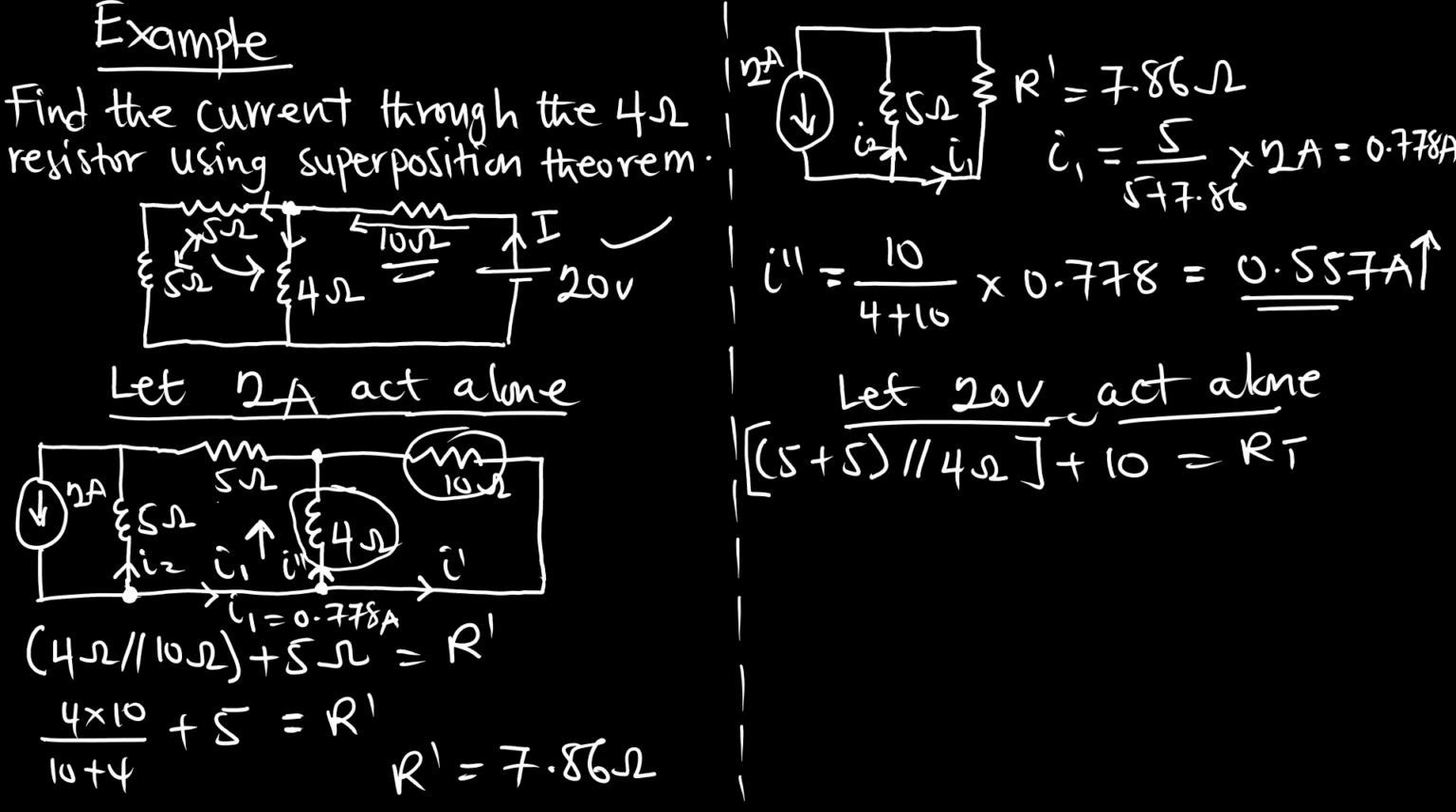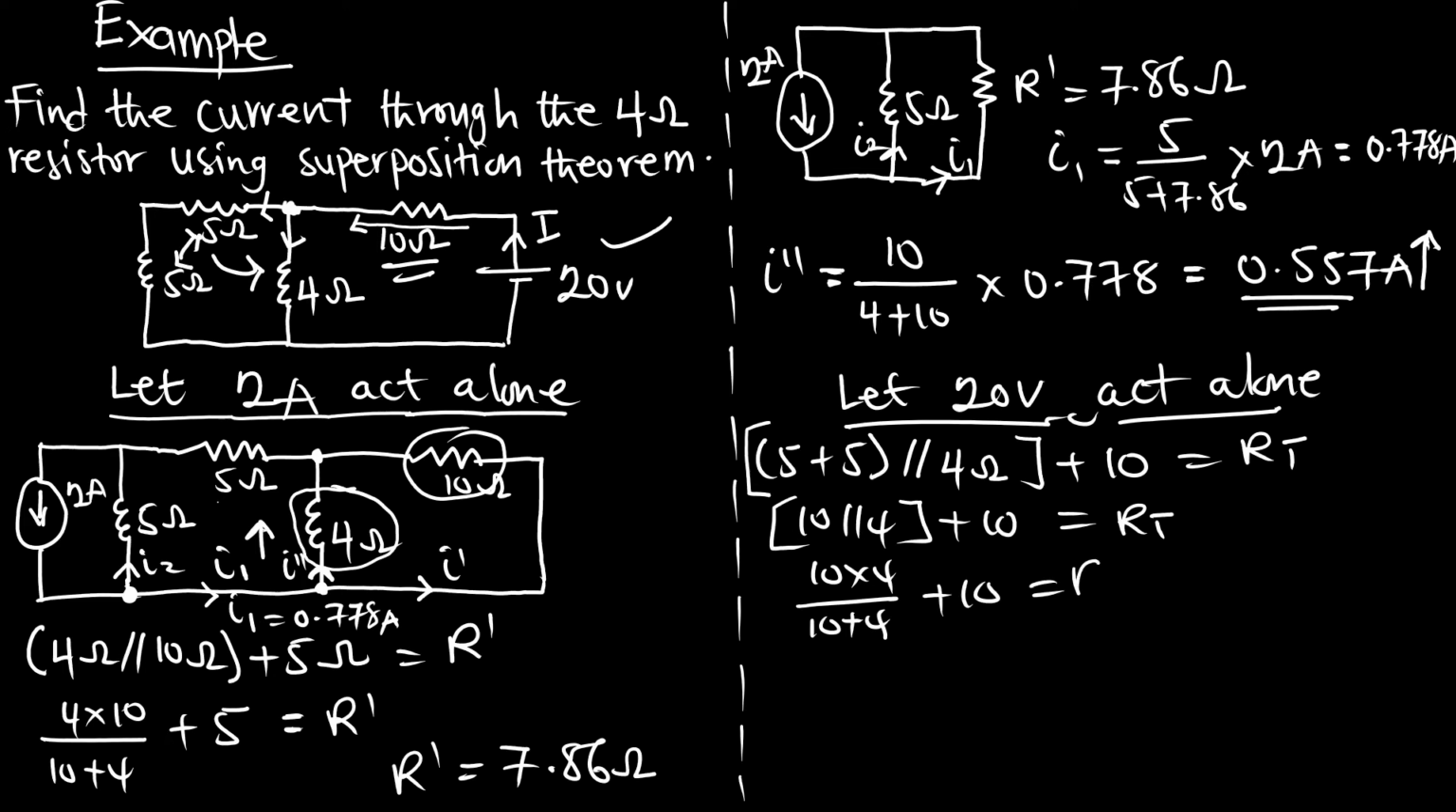Are we okay? So this is going to be the 5 by 5, that is going to be 10, parallel to 4 ohm, and everything also in series with a 10, going to be the total. Now, the parallel aspect is going to be 10 by 4 on 10 plus 4, plus 10 for R total. Therefore, our R total, when you punch this on your calculator, is going to be 12.857 ohms.